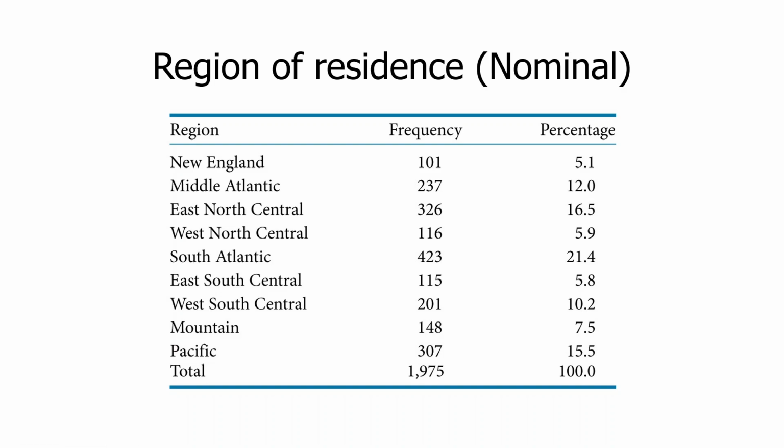And then the third column shows the percentage of cases at each value of the variable. So clearly, if you divide 101 by 1,975 and multiply by 100, you get 5.1%.